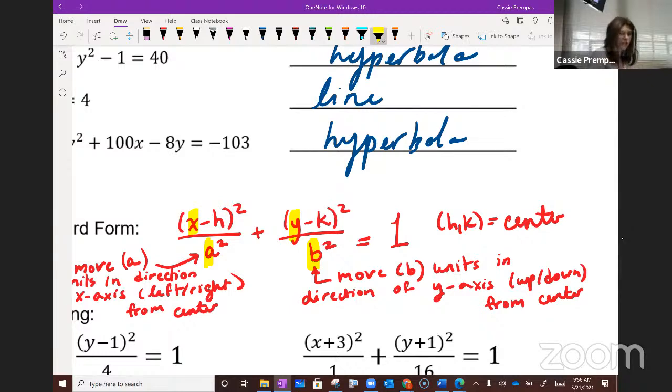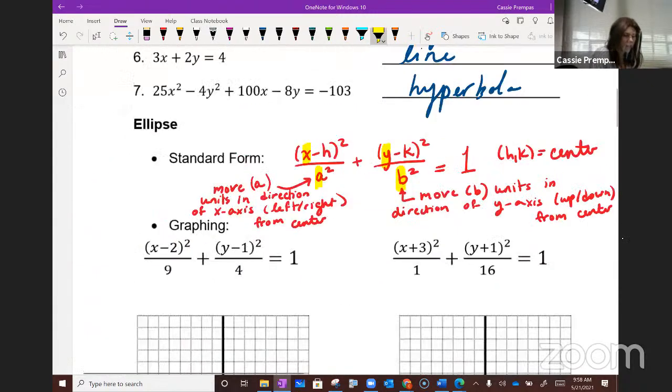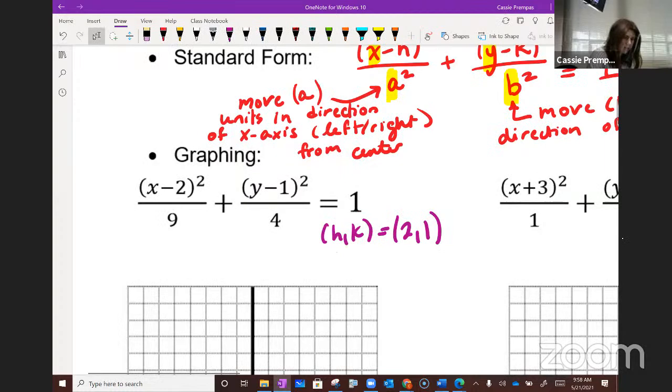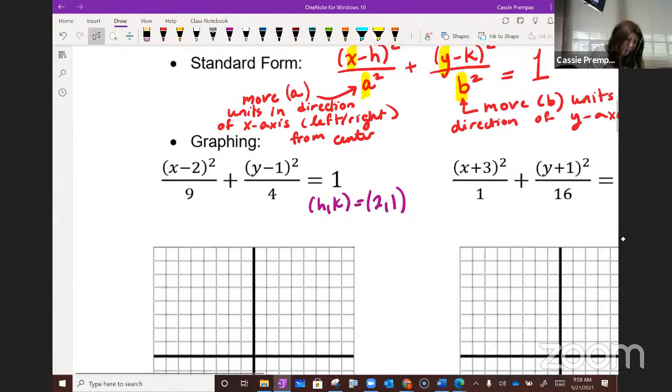Let's see how this works in an actual number example. So let's start graphing. First of all, what would be the center? What would be the h, k of this specific ellipse? 2, 1. Perfect, 2, 1. You took the opposite of what you saw in the parentheses. So we're going to go 2, 1.